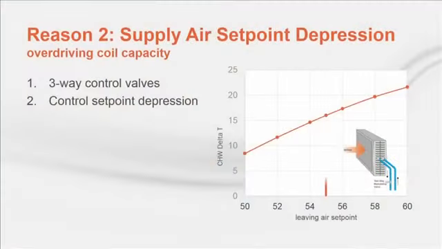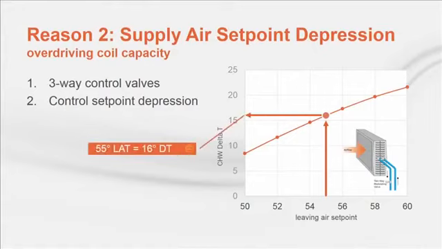Next up, supply air set point depression. This applies to coils with either leaving air temperature control or direct space temperature control. For this example, we'll look at VAV leaving air temperature control. Here's a chart that shows a coil selected for a 55-degree supply temperature. It returns a little over 16 degrees of delta T at its design conditions.